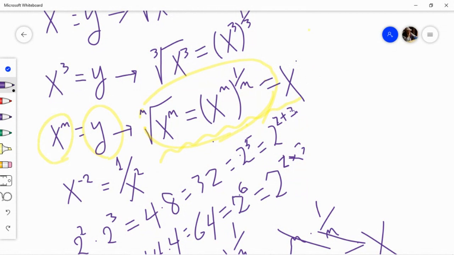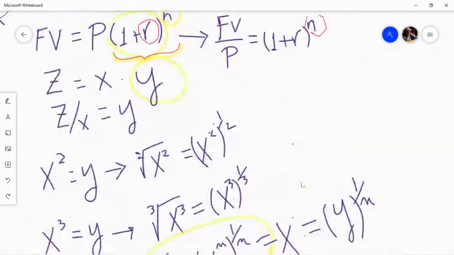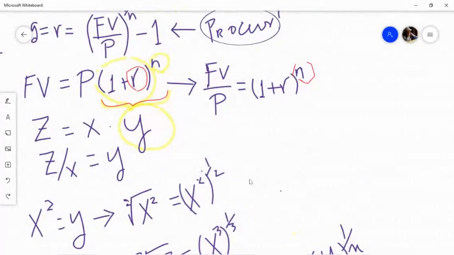You understand? So then what should happen to the right hand side is y raised to 1 over n. Okay? Do you get it? So then think about it. If you understand this, then let's go back to the original question.